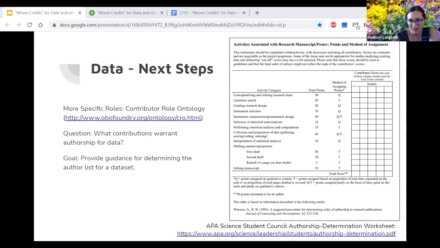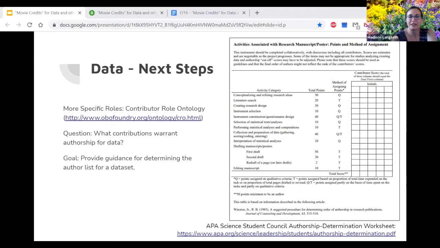And prior to this session, the Research Artifact Citation Cluster did an initial pass to trim the contributor roles ontology from over 90 roles to a slightly more manageable set of 36 roles that we thought could be particularly relevant to the development of data sets and data products. And given that this is the Research Artifact Citation Cluster, we decided that we wanted to pursue the question, what contributions warrant authorship for data, with the end goal of being able to provide guidance for determining the author list within a citation.